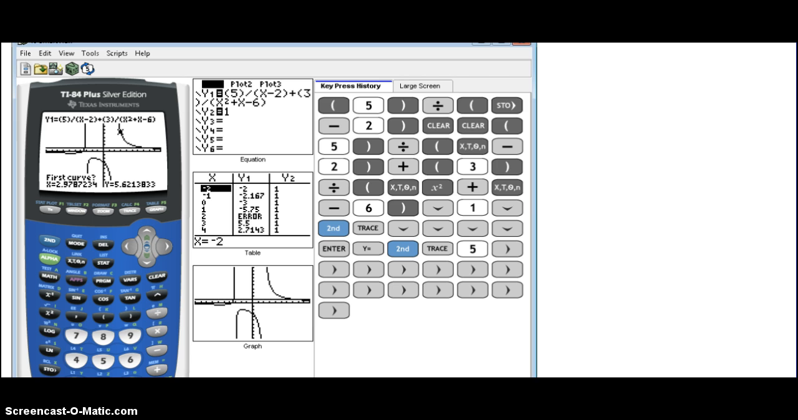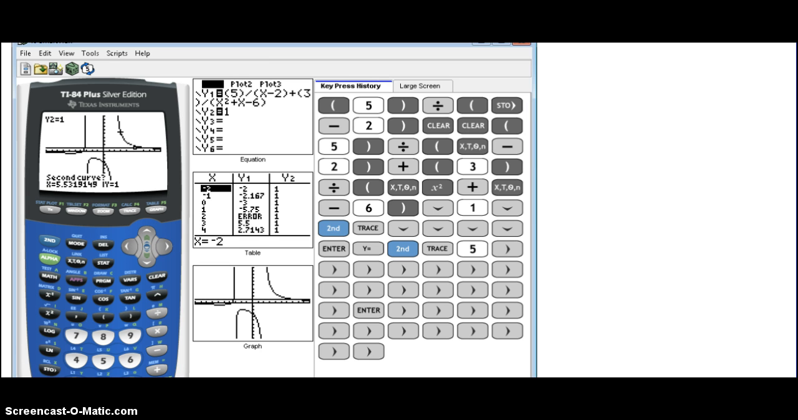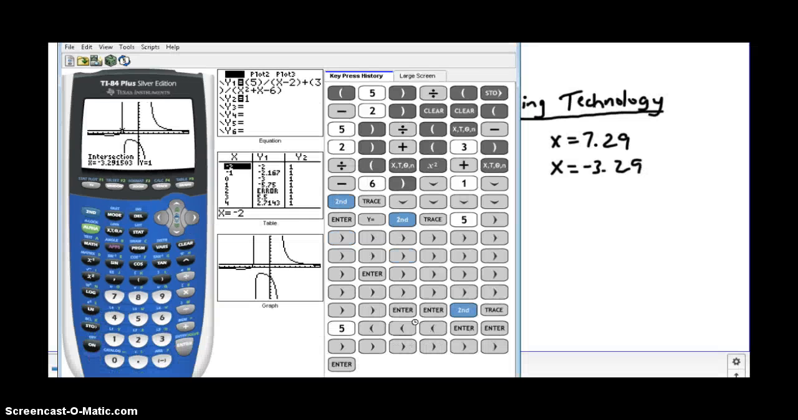So one intersection I see here, so first curve, I'll put it there and hit enter. Then a second curve, and then I'll move the cursor near there. And the first one they found was 7.29. So go ahead and write that. The second intersection is in this section, so again you have to go through the process again, and you would get negative 3.29.